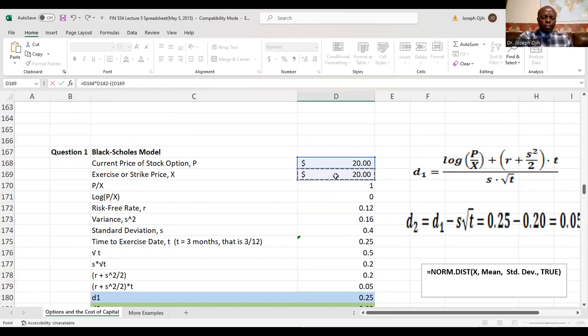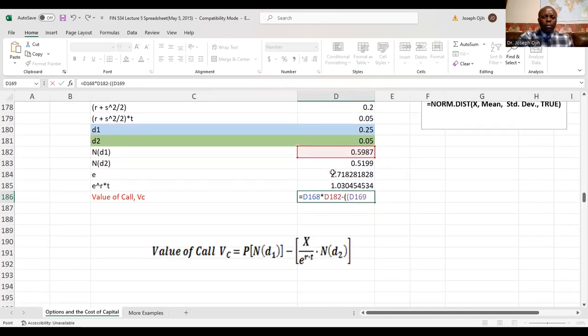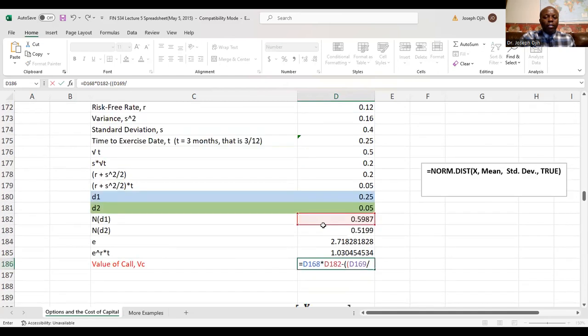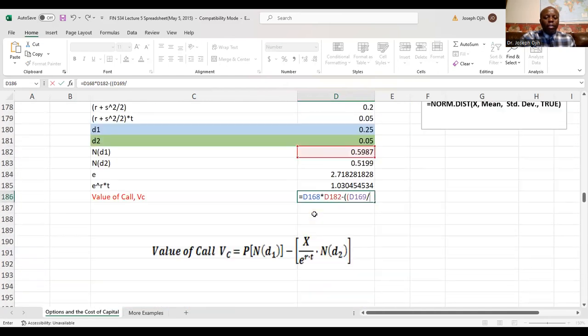So divided by E to the power RT, this is strike price, okay, good. E to the power RT is this one here, close the parenthesis, then times ND2, which is right here, ND2, then close the parenthesis. So when you press the enter key now, it will give us the value of the call option.